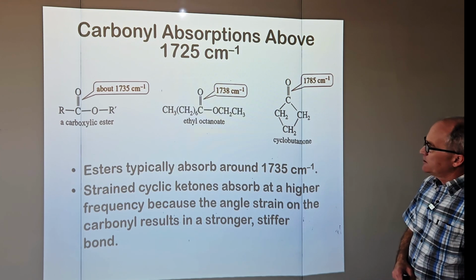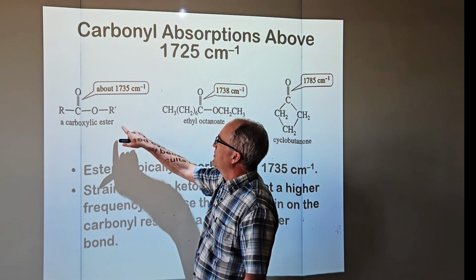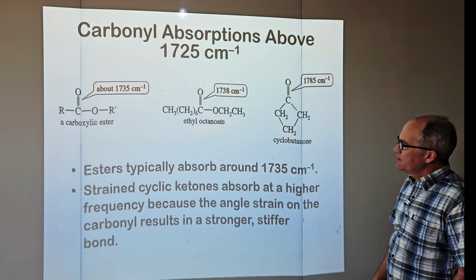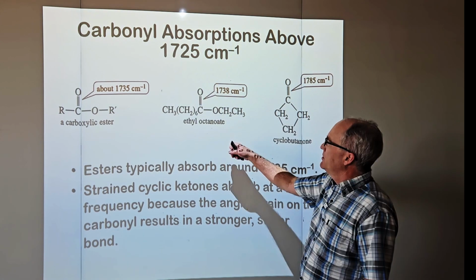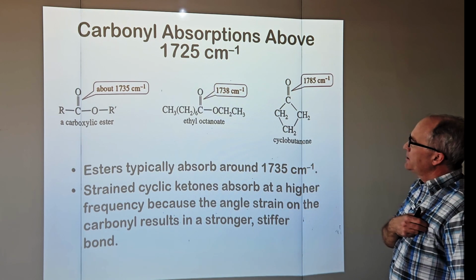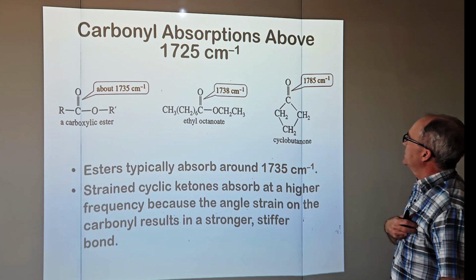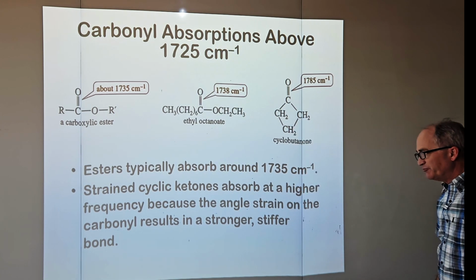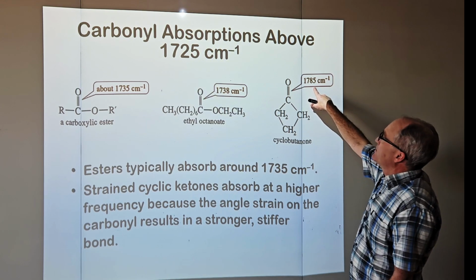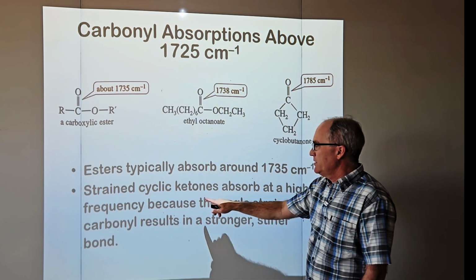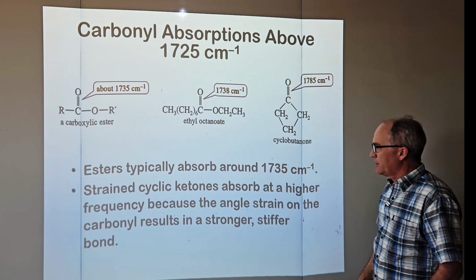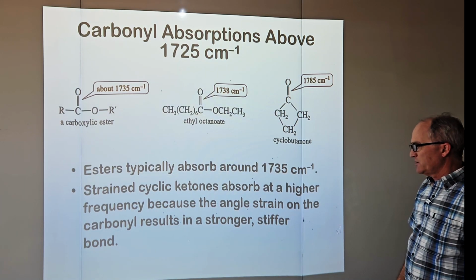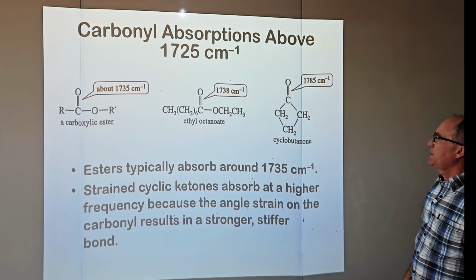So what about absorptions above 1720, esters? So here's a carboxylic ester. 15 wave numbers above 1720. Maybe that doesn't seem like a lot. So here's ethyl octanoate, 1738. Now here's something interesting. Looks like a ketone, but it's the highest up here. Strained cyclic ketones absorb at a higher frequency because the angle strain on the carbonyl results in a stronger, stiffer bond.